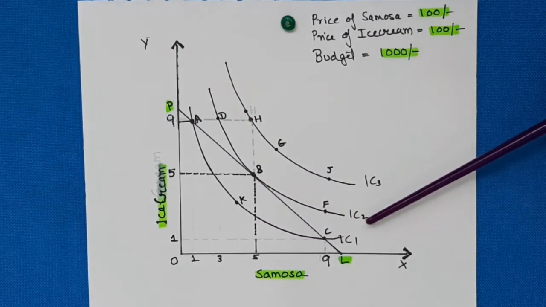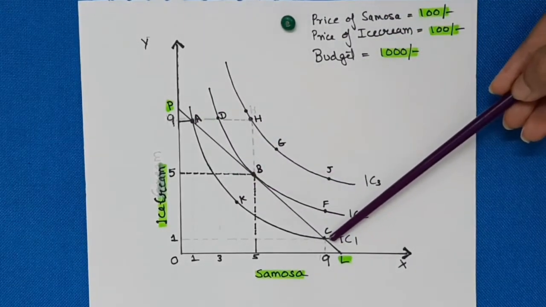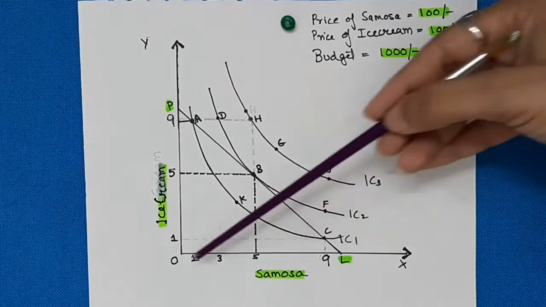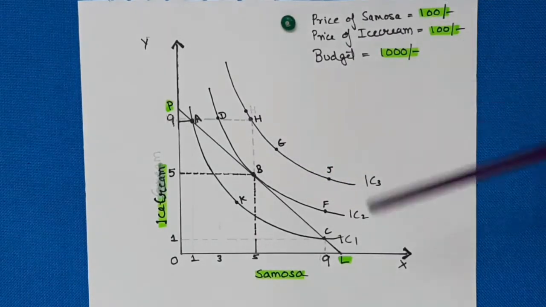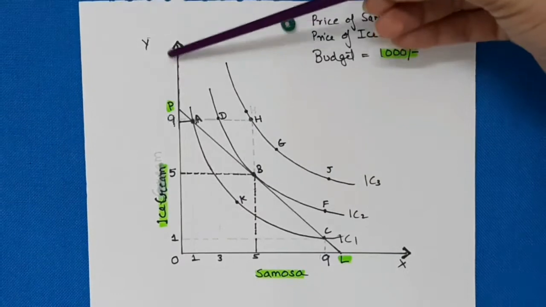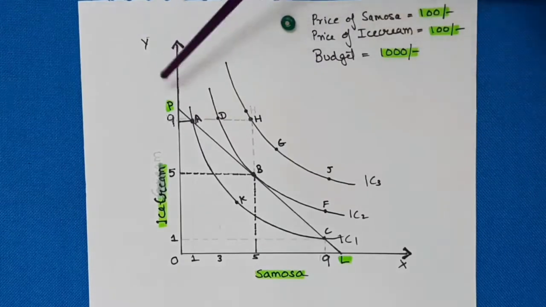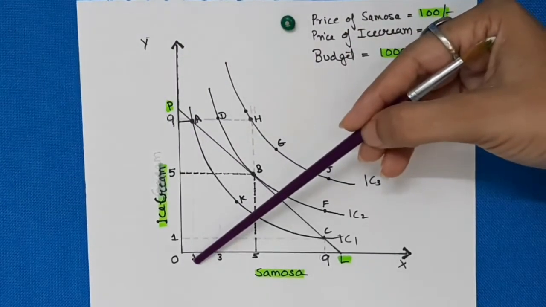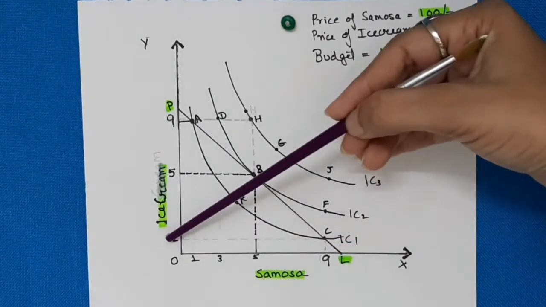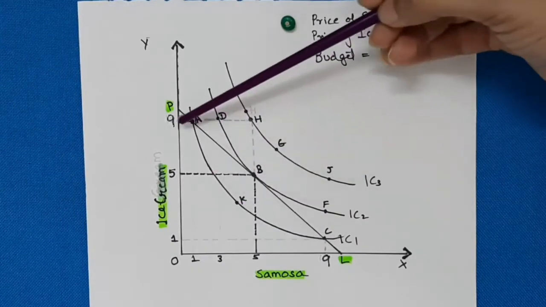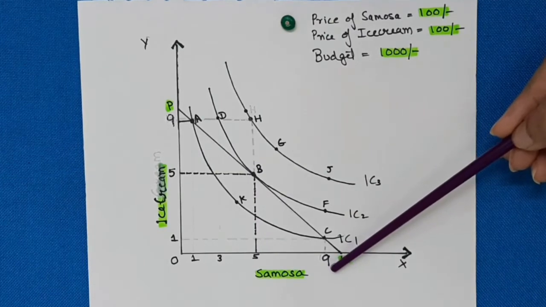Let us go one by one through these combinations. On this graph I have mentioned only 3 combinations, but it can be as many as 100 combinations, or as many as 10 combinations, as per the units we have taken. To make it simple, I have taken only 3. Ice cream is measured on the y-axis and samosas on the x-axis. Point A represents 9 units of ice cream and 1 unit of samosa. On the other hand, combination C represents 9 units of samosas and 1 unit of ice cream. These combinations of 9 ice cream and 1 samosa, and 1 ice cream and 9 samosas, give the same level of satisfaction to the consumer.